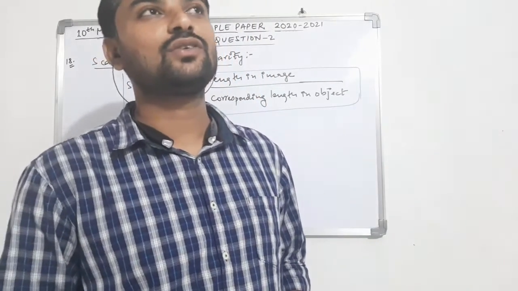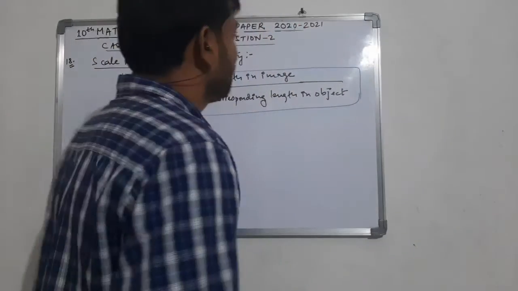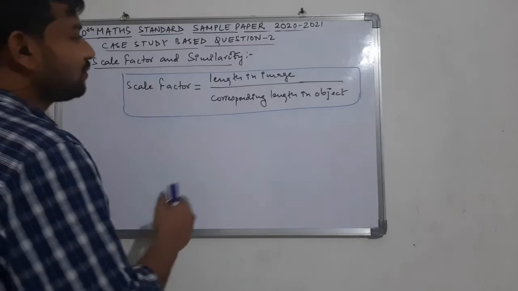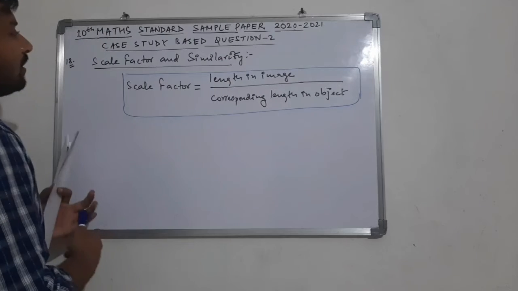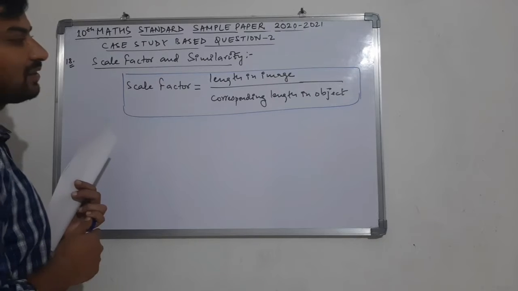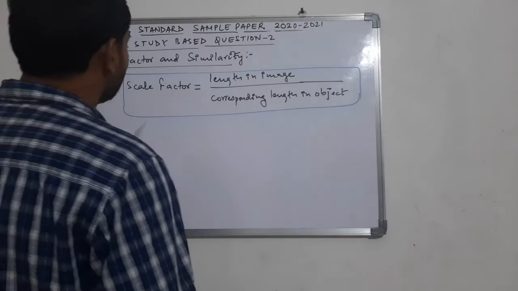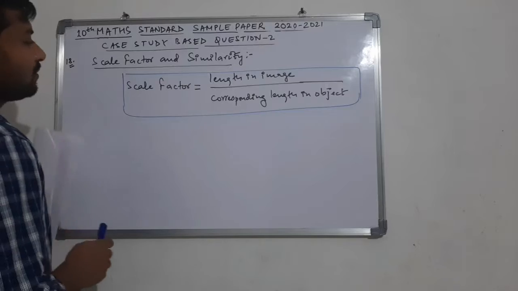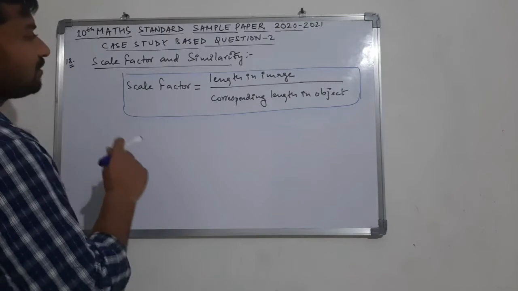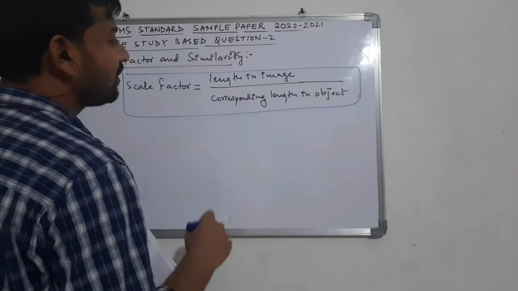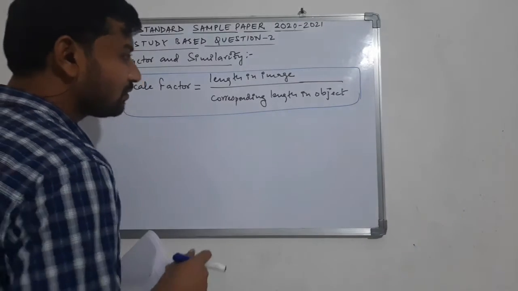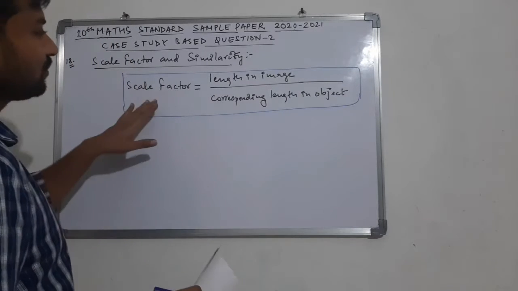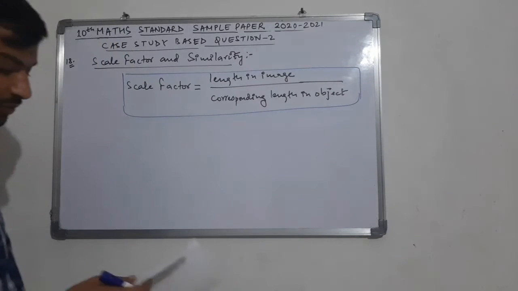Now let us come to the question. The question is based on the similarity of the triangles, and where we have to use the concepts of similarity. And you know that there are various theorems in this chapter, so maybe we are using those theorems. So here the scale factor is defined as length in image divided by the corresponding length in object. So the first question which we'll solve here will be based on this formula only. So let us come to that.